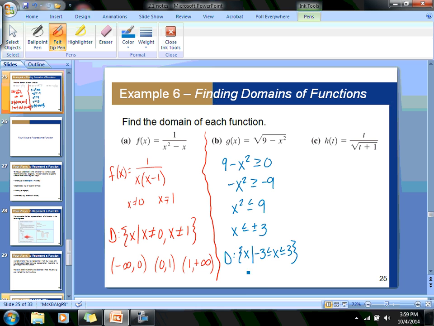And you could write this in interval notation as well. We'd want everything from -3 to 3. And we'd want brackets this time since we have that equality.